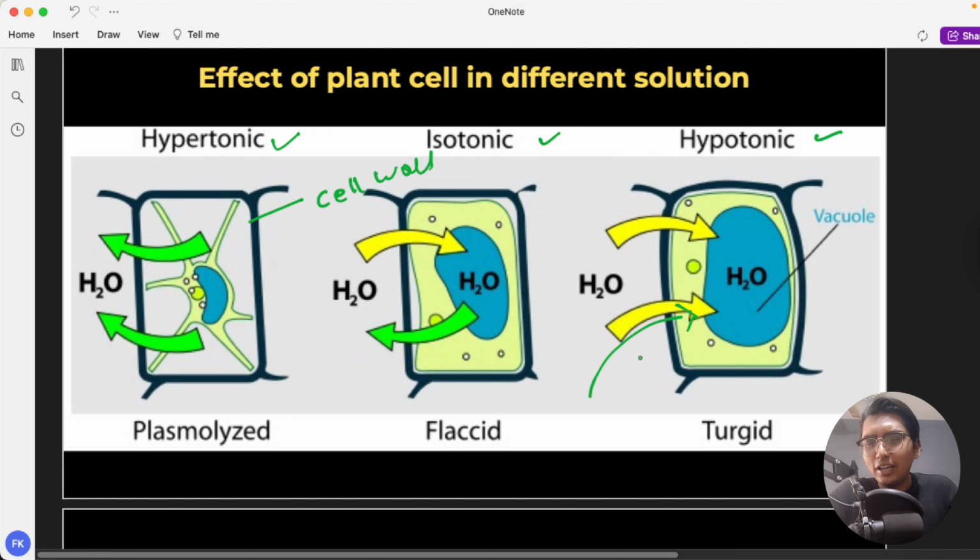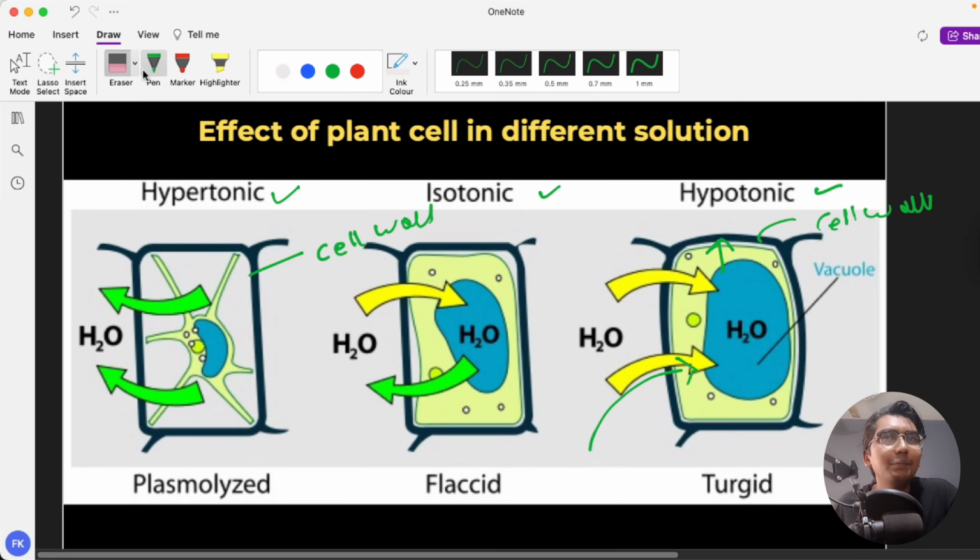But you should ask me why this cell didn't burst and the animal cell did. This is because of the cell wall, okay? The cell wall is a structural component that provides structural support. For example, this is a cell wall. The water molecules are providing pressure on this area, right? So what will happen is that the cell wall will give equal amount of pressure. As a result, the cell doesn't burst. Did you guys get it?